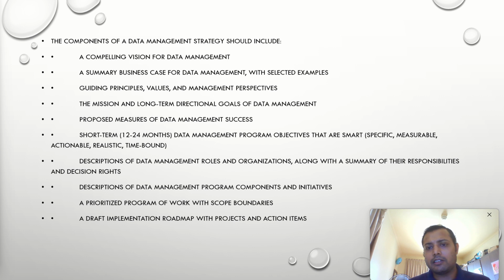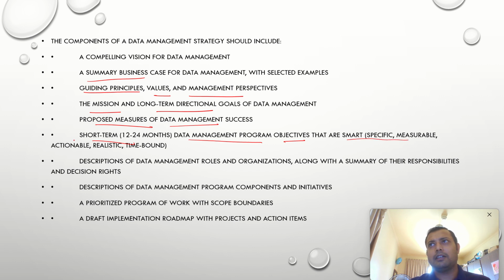The data management strategy should include a compelling vision for data management. It should include a summary business case for data management, with some selected examples. Then it should be represented with guiding principles, values, and management perspectives, the mission and the long-term directional goals, and the proposed measures of data management success. Then there should be short-term data management program objectives. Those should be SMART, right, which are specific, measurable, actionable, realistic, and time-bound.